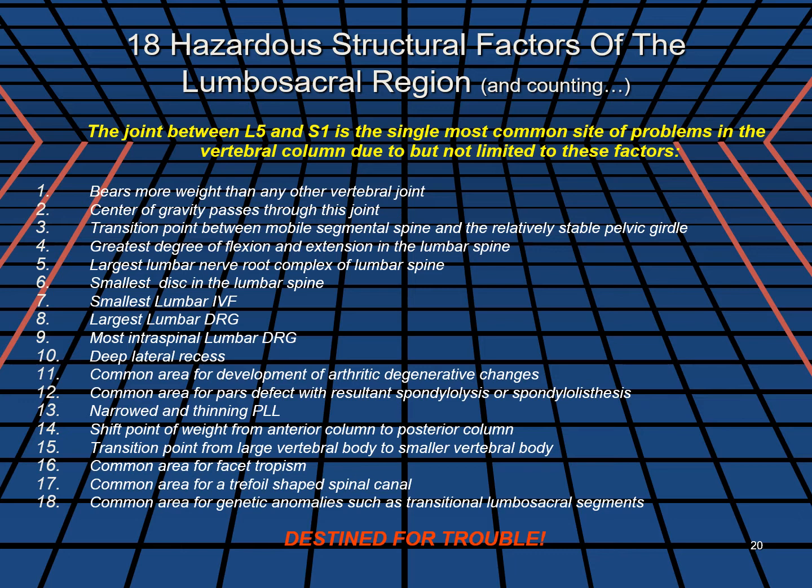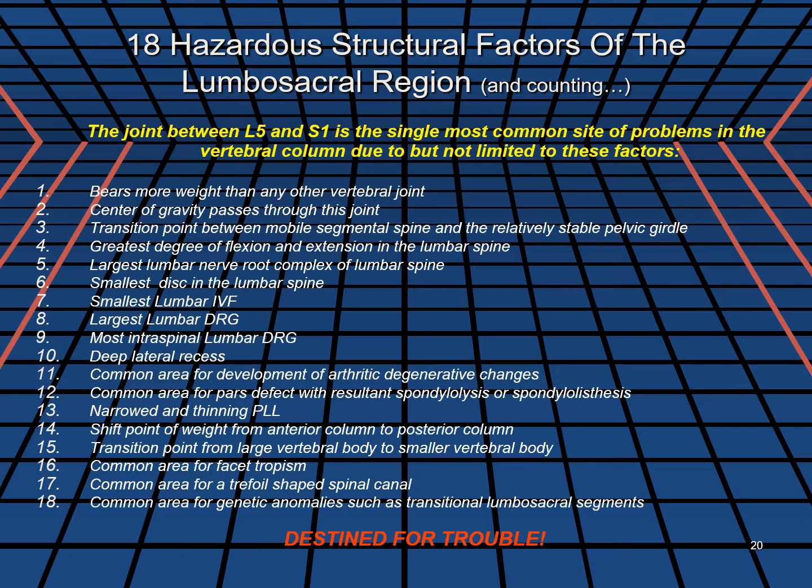We have a tremendous degree of flexion and extension at that level. You have the largest nerve root, or nerve root complex. We can say the neurovascular bundle. We have the smallest disc in the lumbar spine, the smallest IVF, the largest DRG, the most intraspinal or centrally oriented DRG, the deepest lateral recesses. It's a common area for arthritic degenerative changes. It's a common area for pars defects, resulting in spondylolysis and listhesis.